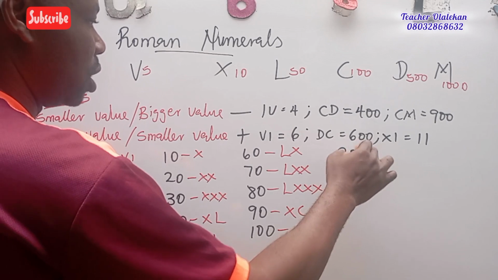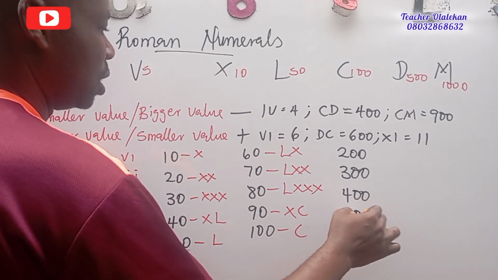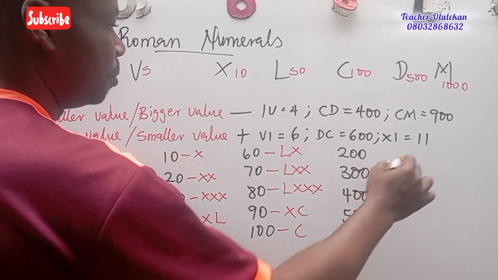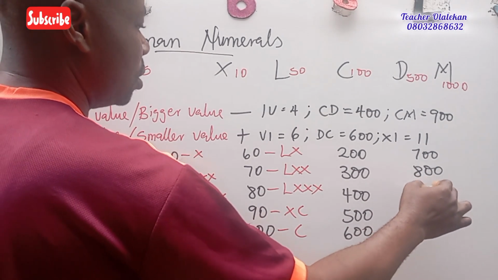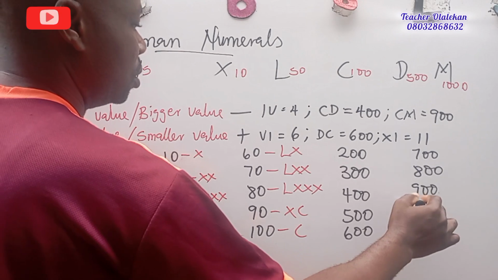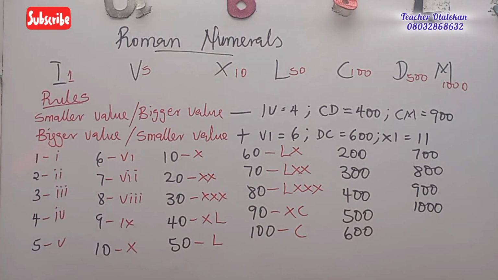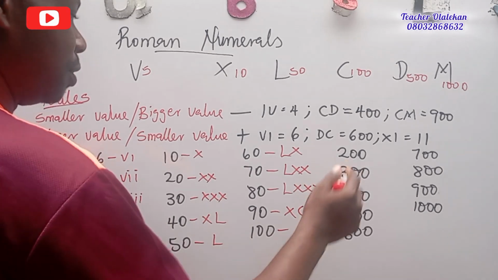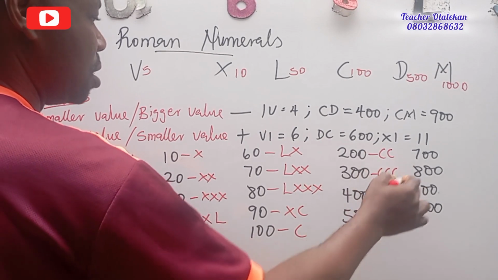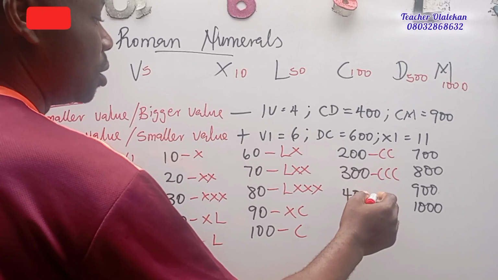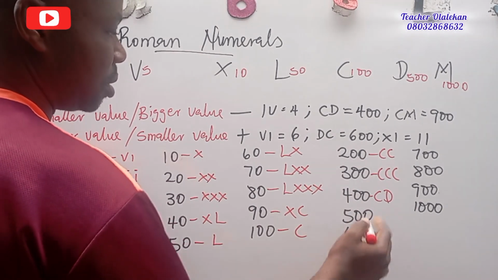So now let's look at 200, 300, 400, 500, 600, 700, 800, 900, and 1000. For 200, we have 100 plus 100, that will be CC. 300 is CCC, that's 300 together. 400 will be CD, that is 500 minus 100.